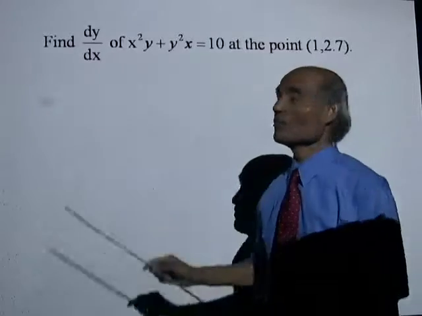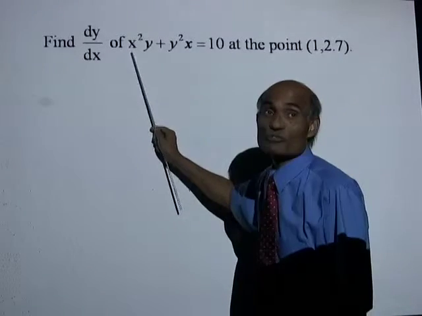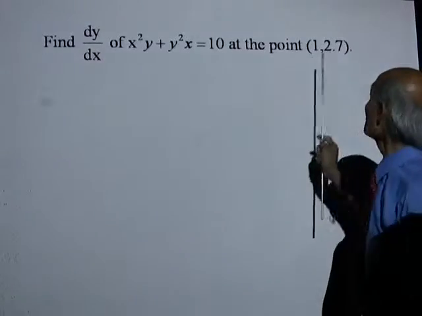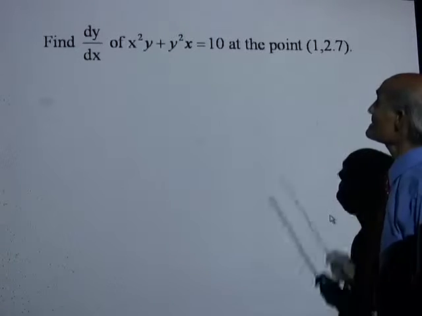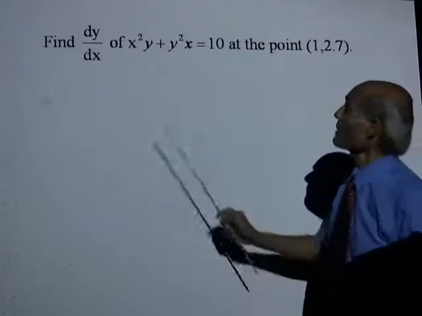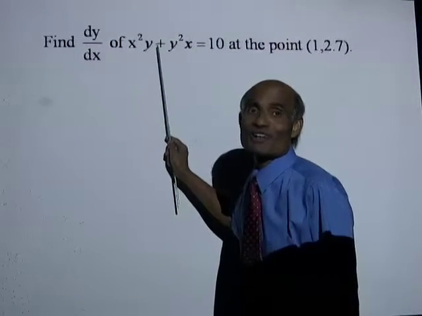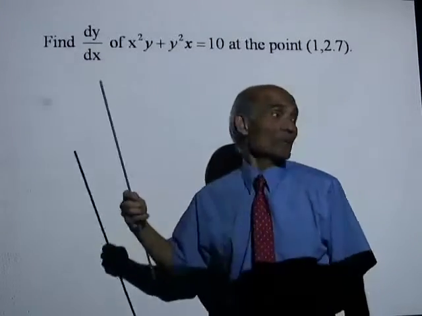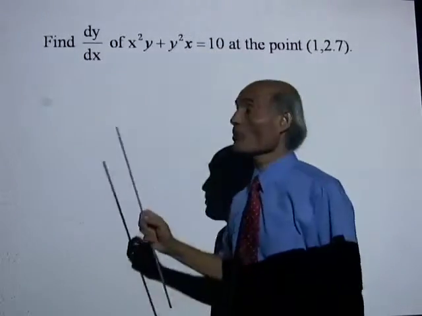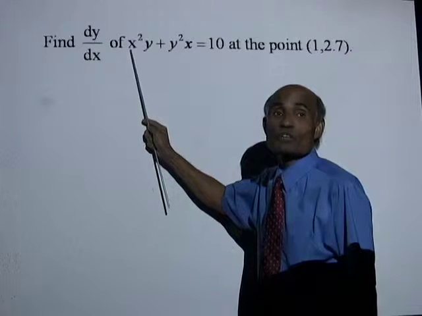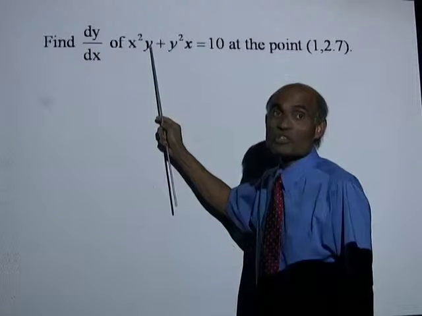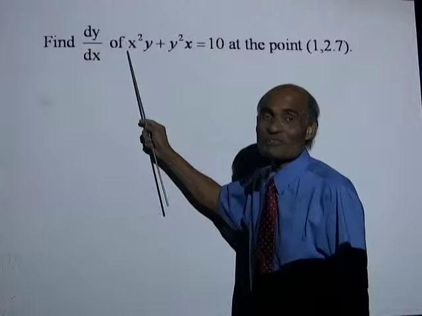Another one. Find dy by dx of x squared y plus y squared x equal to 10 at the point (1, 2.7). Well, there are two things you notice there. First of all, each term is a product, x squared y. That means you need to use the product rule there. What is the product rule once again? First function times the derivative of the second function plus the second function times the derivative of the first function.